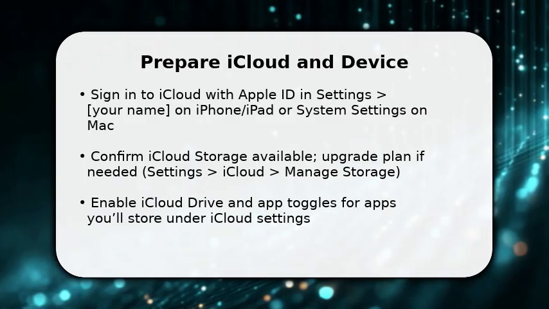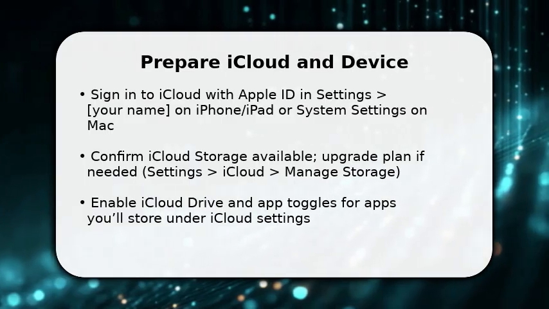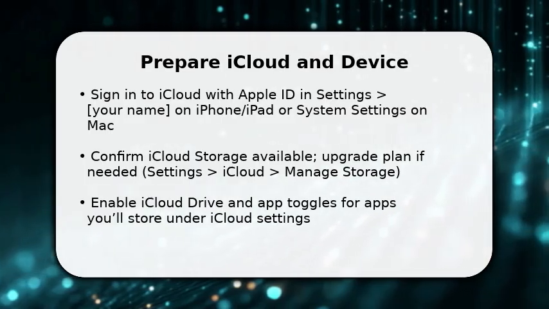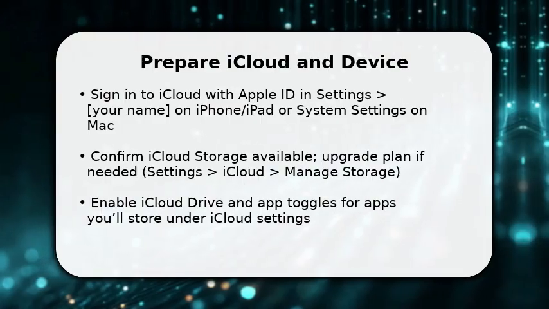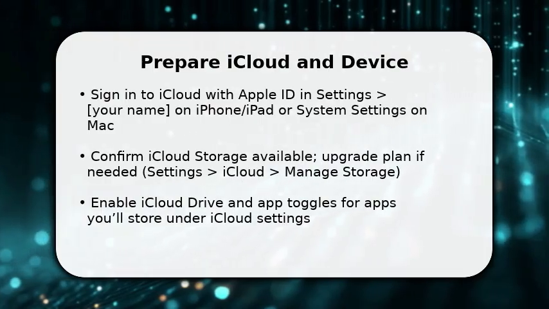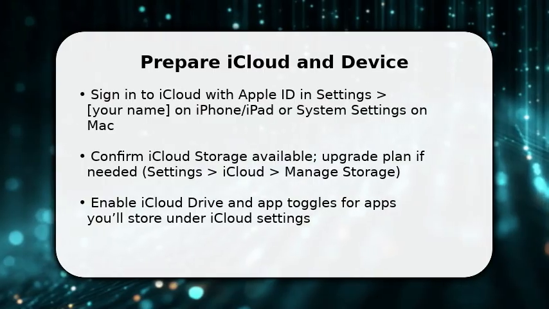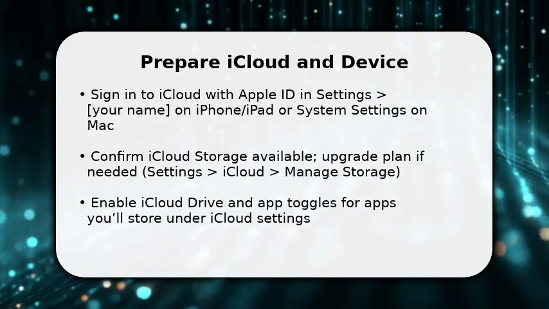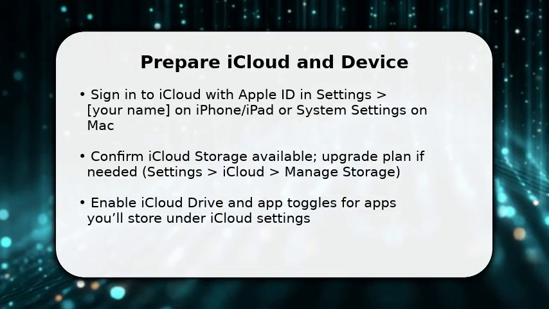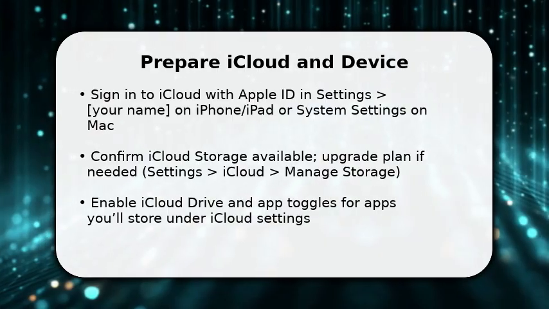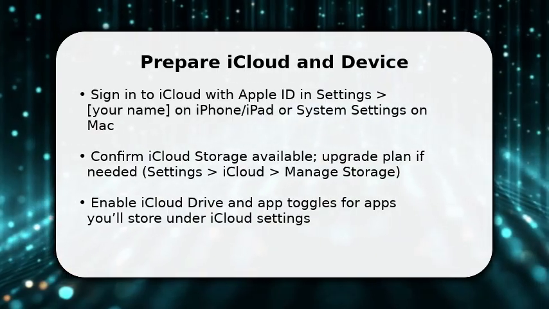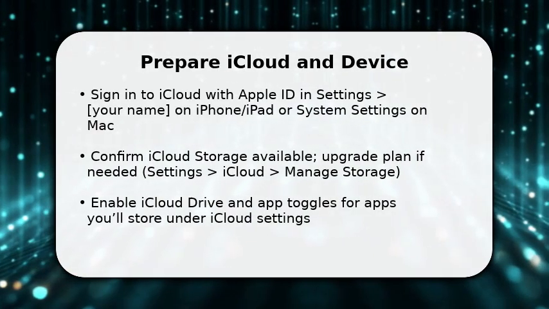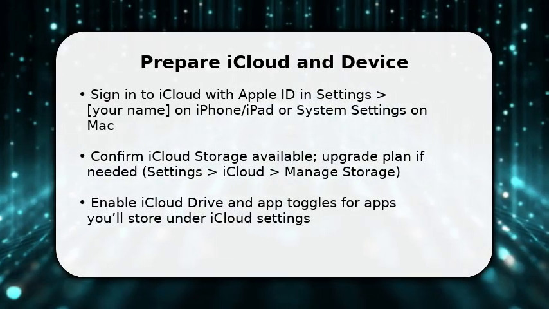You're starting by making sure iCloud and your device are ready. Sign into iCloud with your Apple ID, then open iCloud settings and confirm there's enough storage. If you need more space, upgrade now so transfers won't fail. Next, enable iCloud Drive and turn on each app you intend to store in iCloud. This tells Apple which apps can write to the cloud. Once those toggles are set, you're ready to move app data. We'll do that step next.